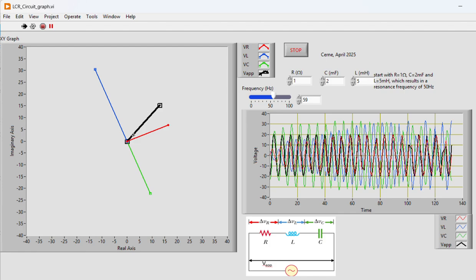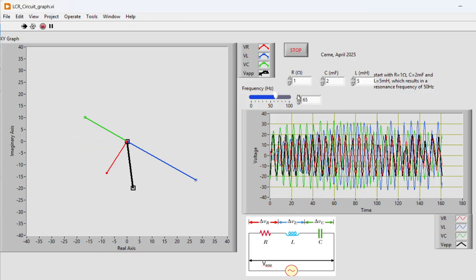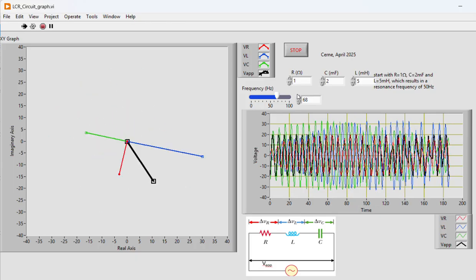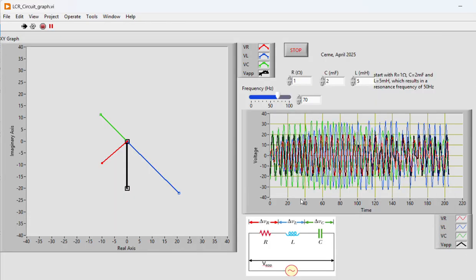And you can see now the total voltage is tipped towards the inductor side rather than being over here on the capacitor side. Let's keep going to higher frequencies. And we keep going higher and higher. And let's pause it again. And let's do a close-up of what this looks like over here. So let's go to 180 here.